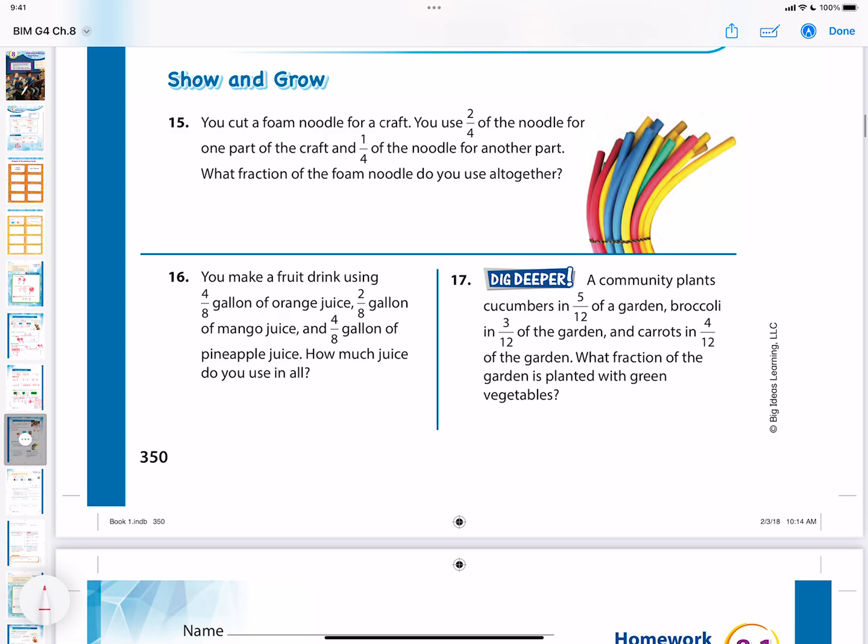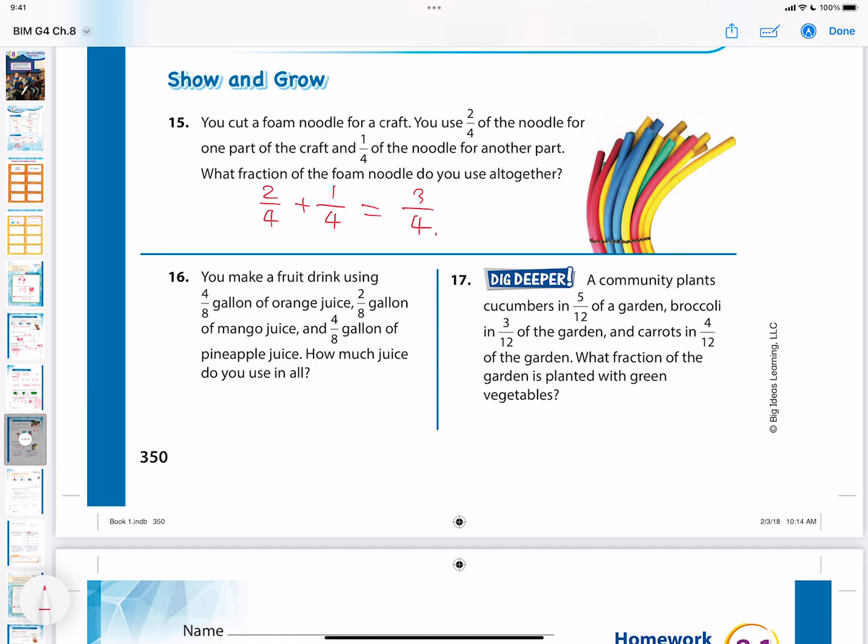And this number 15. You cut a foam noodle for a craft, and you use 2 over 4 of the noodle for one part of the craft and 1 over 4 of the noodle for another part. What fraction of the foam noodle do you use altogether? So you use 2 over 4 part, and then 1 over 4. That means you use 3 over 4 parts.